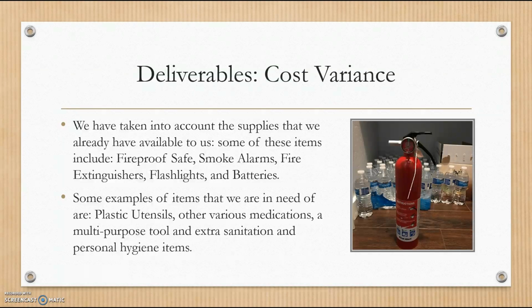Some examples of items that we are in need of. In the very early phase of our research, we discovered that we need to set aside some more plastic utensils, some other various medications that we might not have on hand, or we might not have a lot of, a multi-purpose tool or tool set that's in a small carrying bag that we can easily transport. Some extra sanitation and some personal hygiene items.